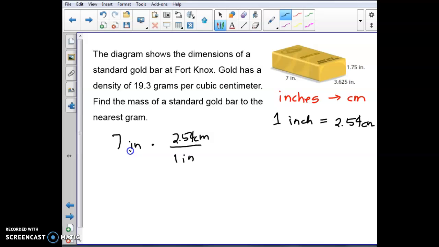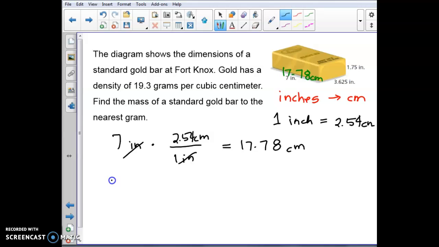Okay, so use what you learned in science. Since you wanted to change to centimeters, put the conversion factor such that the two units will cancel out. So now you multiply that, 7 times 2.54 divided by 1, that will change into 17.78 centimeters. Please double check my calculation.